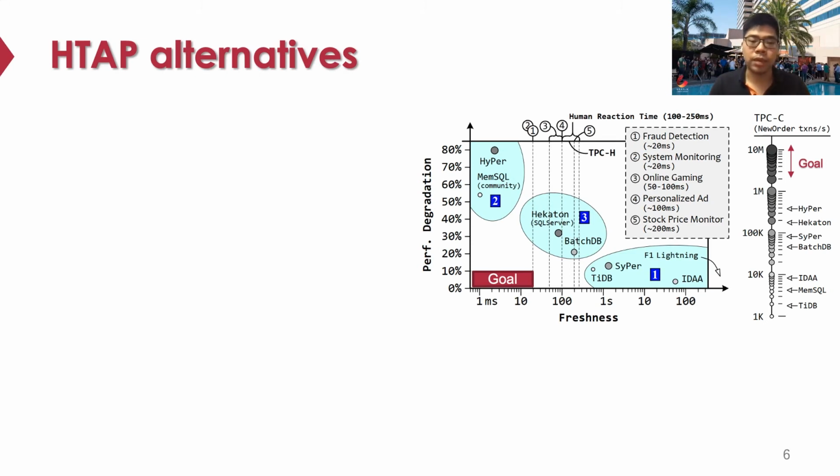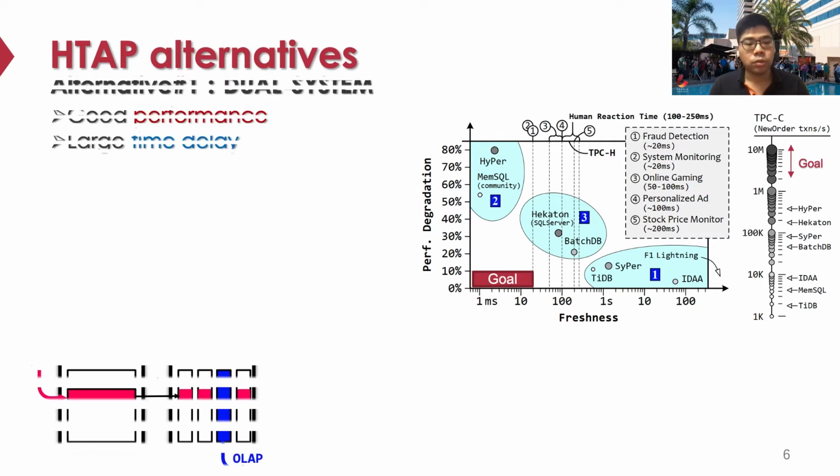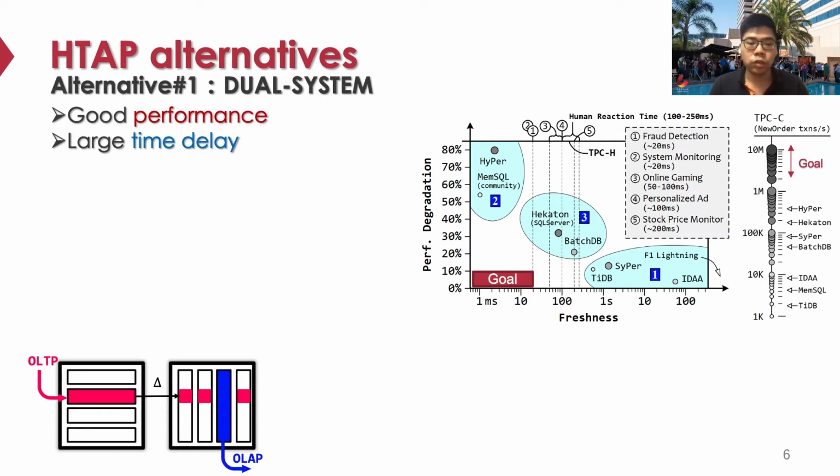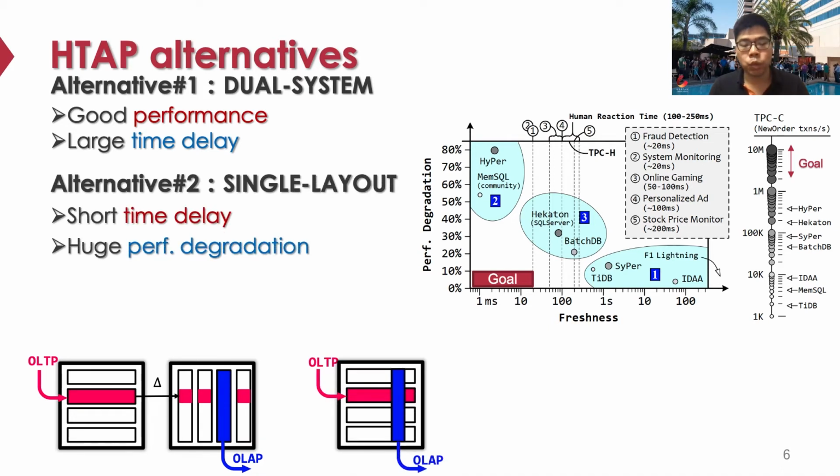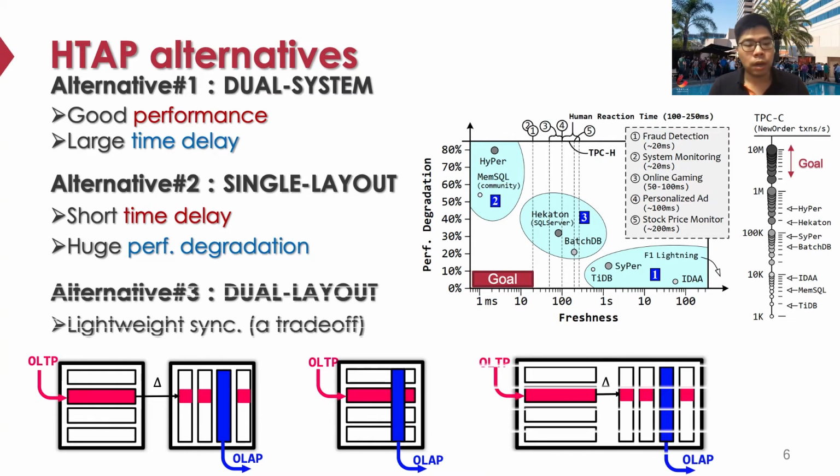Performance and freshness is a difficult trade-off among HTAP architectures. We summarize the current HTAP systems into three alternatives. Dual system has good performance and a large time delay, as we introduced before. To shorten the time delay, the second alternative is to execute both AP and TP on the same data layout. Obviously, the performance prefers one type of workload and has serious interference. The third alternative executes OLAP and OLTP on different layouts of a single system. However, the trade-off still cannot match the current requirements.